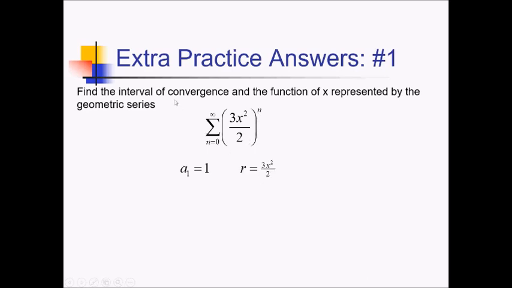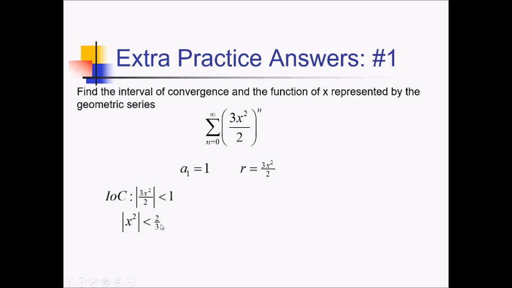To get the interval of convergence, the absolute value of our common ratio must be less than 1. So now we just have to solve this absolute value inequality. We're going to get x by itself to start with here. I can do that by multiplying by 2 and dividing by 3. So we can say absolute value of x squared is less than 2/3. And now at this point, to get x by itself, I have to square root both sides.